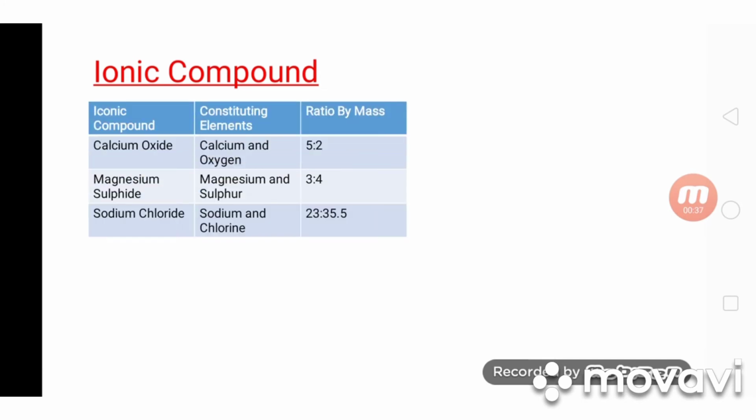Let us now discuss ionic compounds. Down below is given a table in which we shall be discussing ionic compounds, their constituting elements and their ratio by mass. We have calcium oxide, in which constituting elements are calcium and oxygen, and the ratio by mass is 5:2. Similarly, we have magnesium sulfide, in which constituting elements are magnesium and sulfur, and ratio by mass is 3:4. Sodium chloride, in which constituting elements are sodium and chlorine, and ratio by mass is 23:35.5.